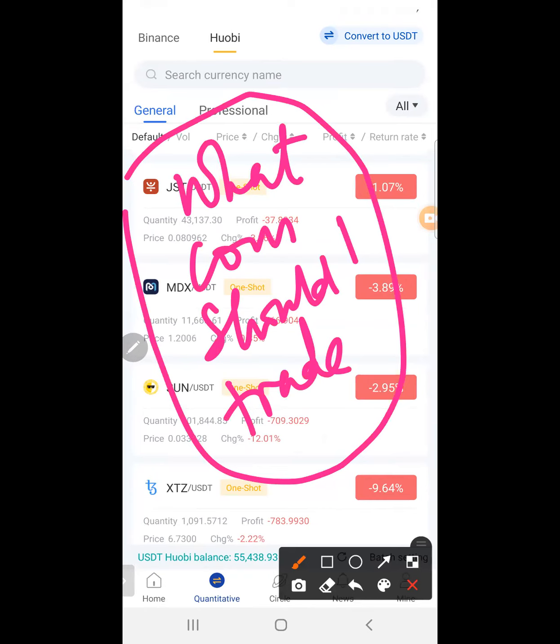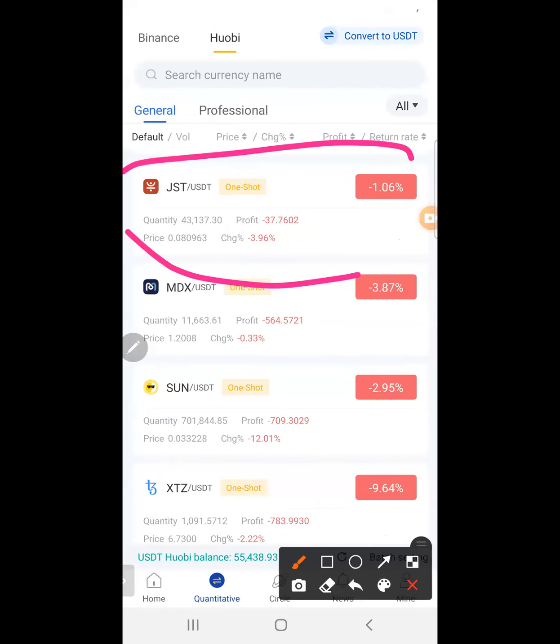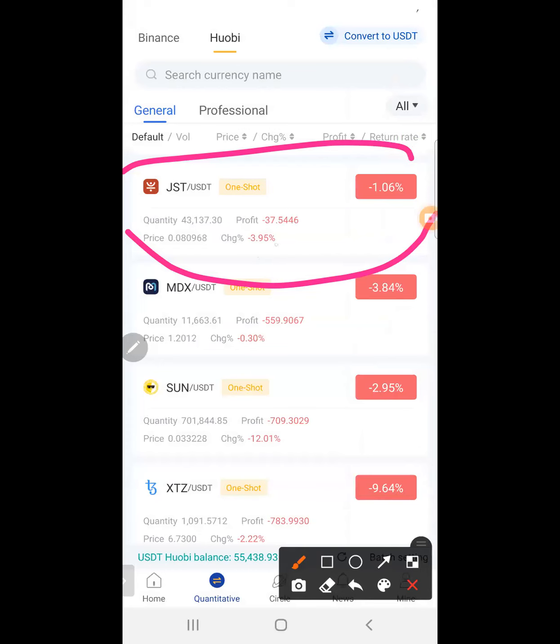You know why? If I trade a coin now and it gives me profits now, you know what is going to happen? If it gives me profit again, look over here at the 24 hours change, this negative. Once this gives me profits, this negative will be reducing and it will be going into positive. And that simply means that that coin would no longer be volatile anymore.